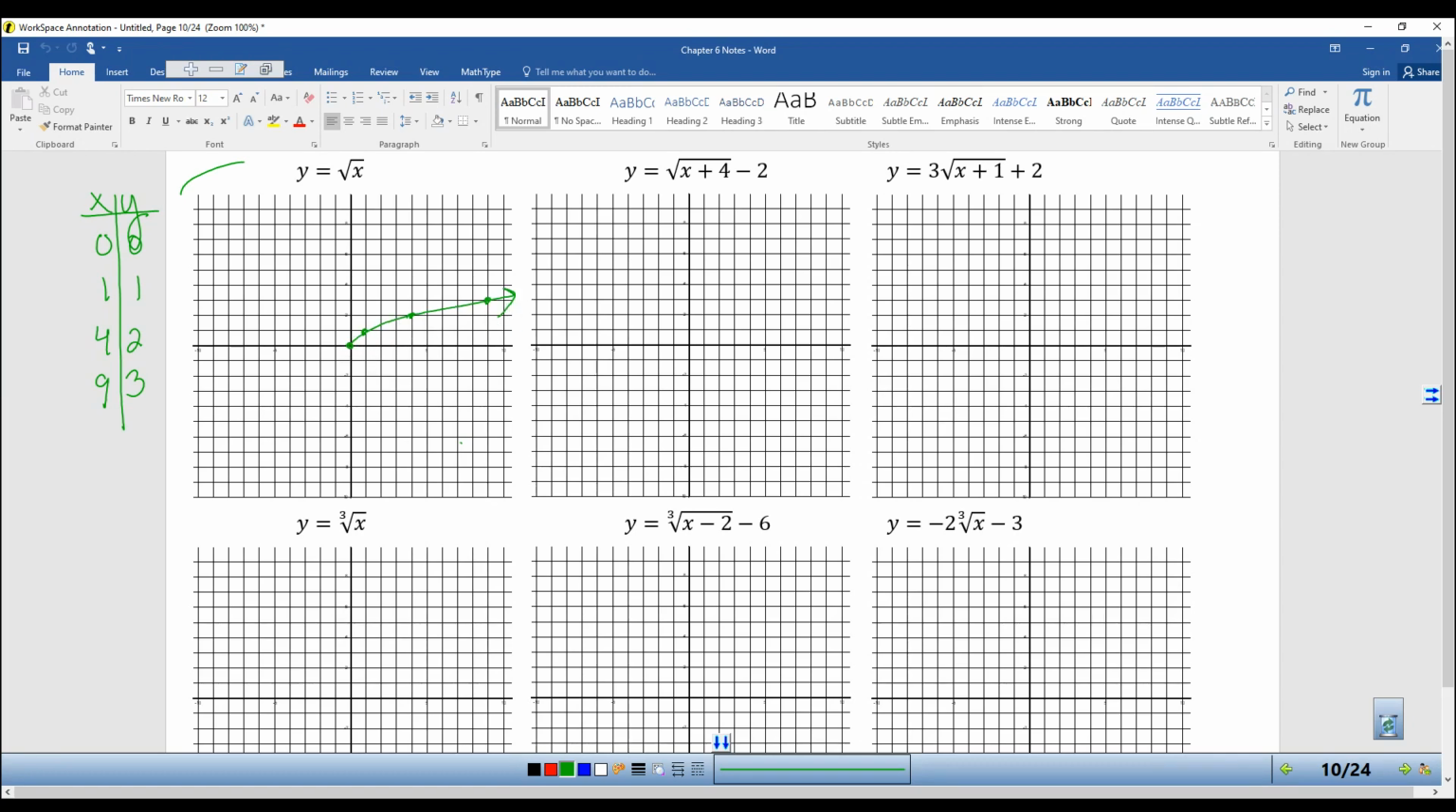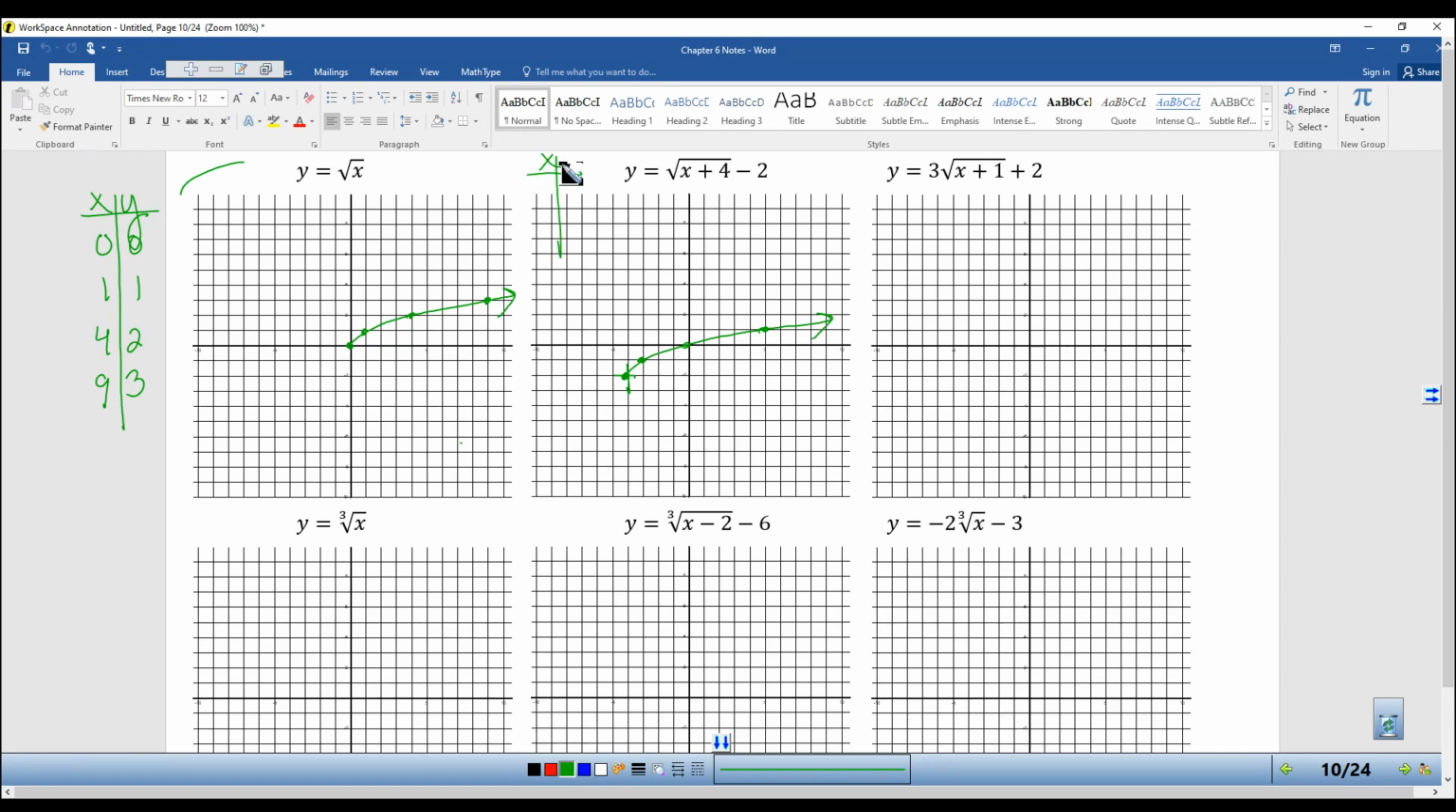That's your basic shape. So now I'm going to take that and I'm going to go to the left 4 and down 2. And I'm going to pretend that's my new origin. And then from there, I'm going to use these same points. So (0, 0), (1, 1) from this point, (4, 2), and then 9, 5, 6, 7, 8, 9, and 3. No new table.